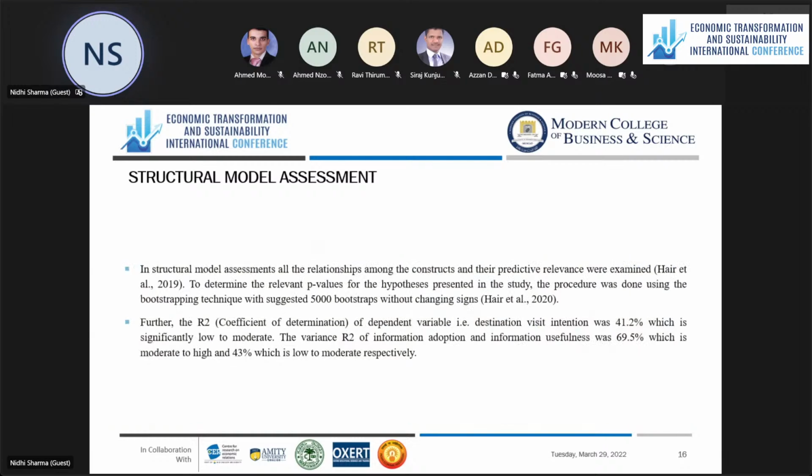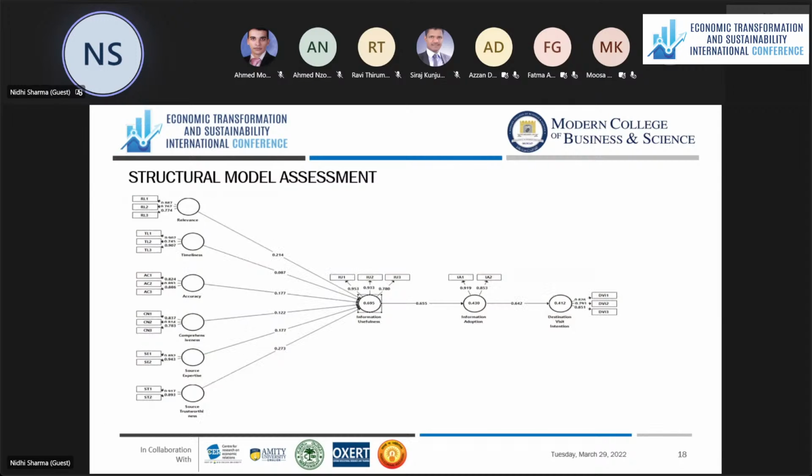So further, the coefficient of determination of the dependent variable of our model, that is destination visit intention, was 41.2%, which is low to moderate, and the variance of information adoption and information usefulness was 69.5%, which is moderate to high, and 43%, which is low to moderate respectively, as you can see in this picture as well.